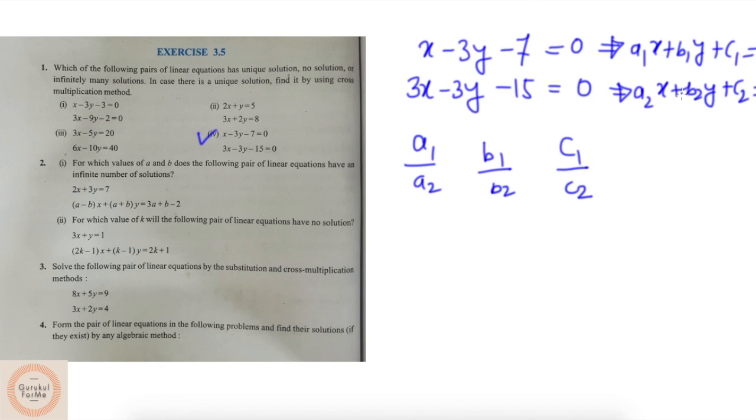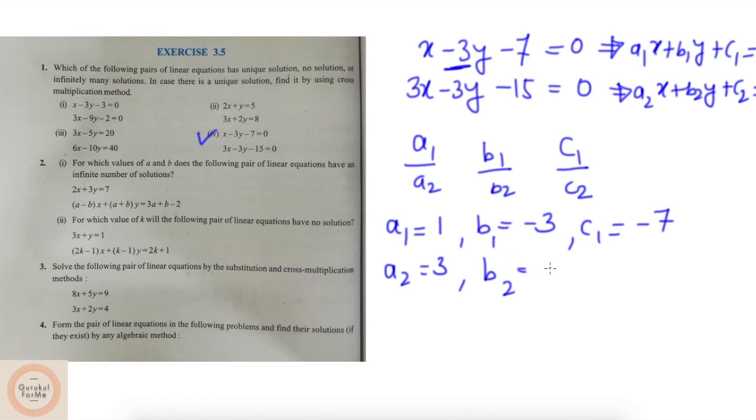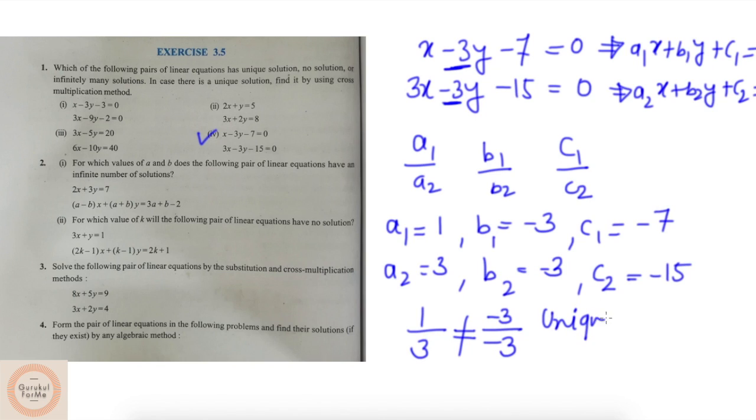Always remember, whatever is a1, a2 or c1, you take it with the sign. So a1 in the first case is 1, b1 is equal to minus 3, c1 is equal to minus 7, a2 is equal to 3, b2 is equal to minus 3, trust me, take it with the sign, and c2 is equal to minus 15. What is a1 divided by a2? 1 by 3. What is b1 divided by b2? Minus 3 by minus 3. Is a1 by a2 equal to b1 by b2? The answer is no, and hence you will find that this will have a unique solution.